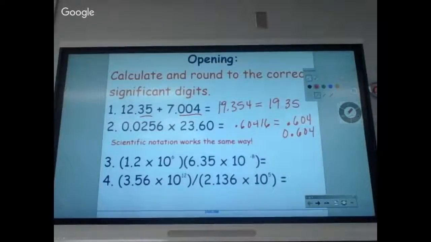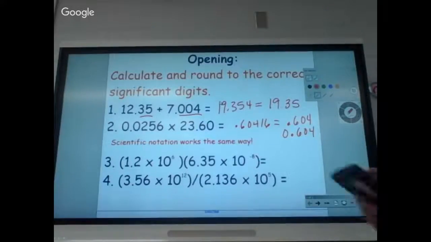Now, the scientific notation works the same way, which is why I put these up here, because we didn't do those yesterday. So 1.2 E 6 times 6.35 E negative 8. Now, when you get your answer, if those questions are in scientific notation, what do you think I'm going to want the answer in on the quiz? Same thing. So make sure it's in scientific notation.